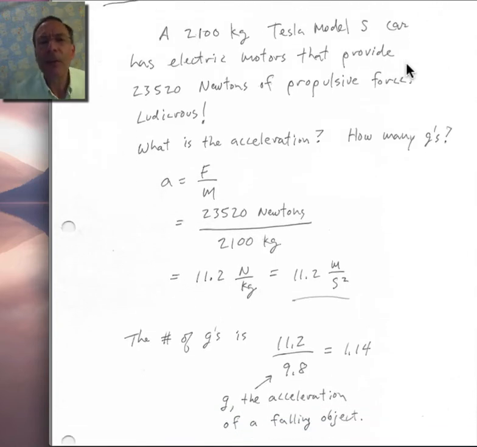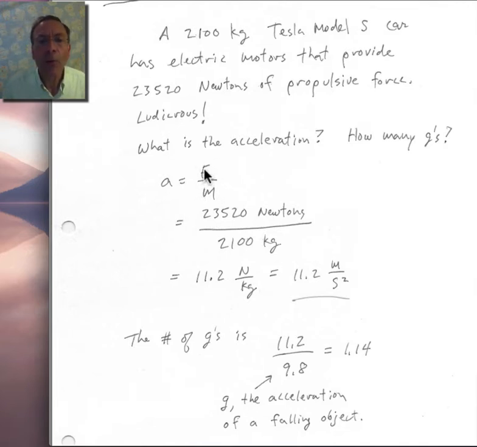Okay, so we've all seen these really powerful cars, the Teslas, but they're heavy. They're way heavier than ordinary cars. This would be 2.1 tons, and they're really heavy because of all the batteries that they have to lug around. Now, the good thing though is that those batteries have a tremendous amount of energy in them, and so the motors can provide a tremendous amount of force. 23,520 newtons of force. So, okay, what's the acceleration of the car?